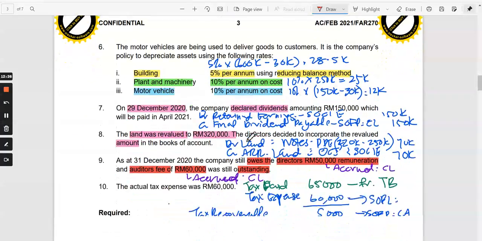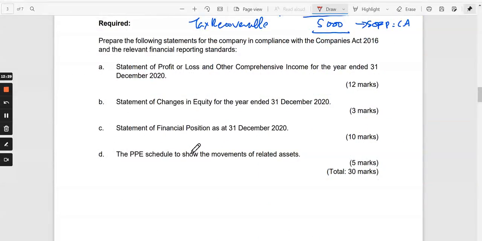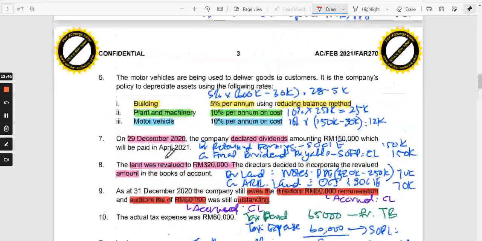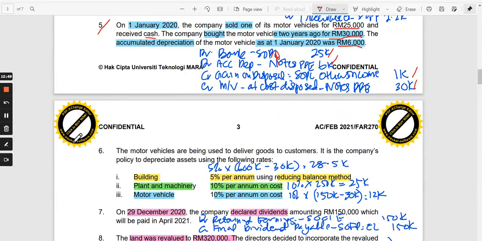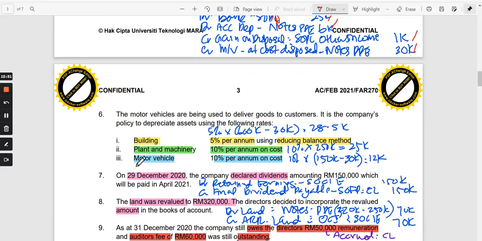So if you look at the requirement of the question, these are the same requirements that you are normally asked to prepare, which is the SOPL, statement of changes in equity, statement of financial position, and the PPE schedule. So make sure you read the requirement before you start. Okay. Next is the depreciation. Just calculate the depreciation.